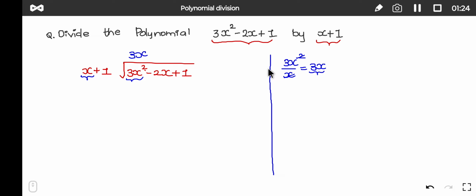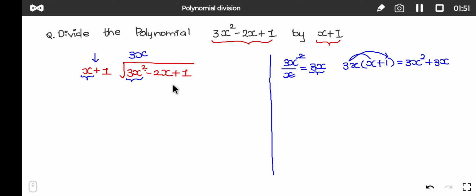The next step is whatever we are getting here, 3x, that we have to multiply with the divisor. So what is the divisor here? Our x plus 1. So we'll multiply 3x by x plus 1. So 3x into x will get 3x square, plus 3x multiplied by 1, that will be 3x. Okay, so we have to write down this 3x square plus 3x. So here 3x square and then plus 3x.